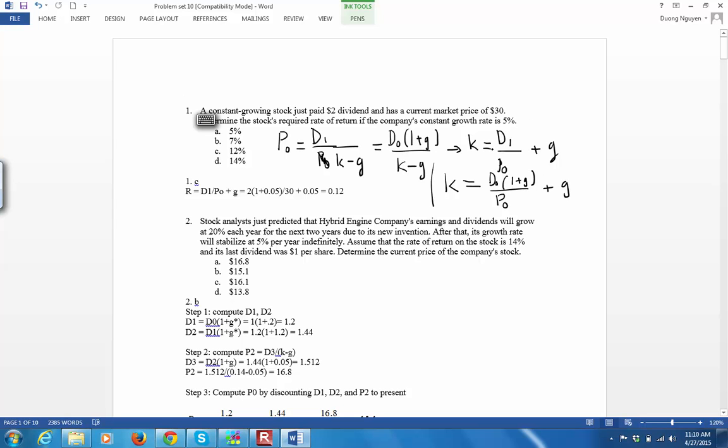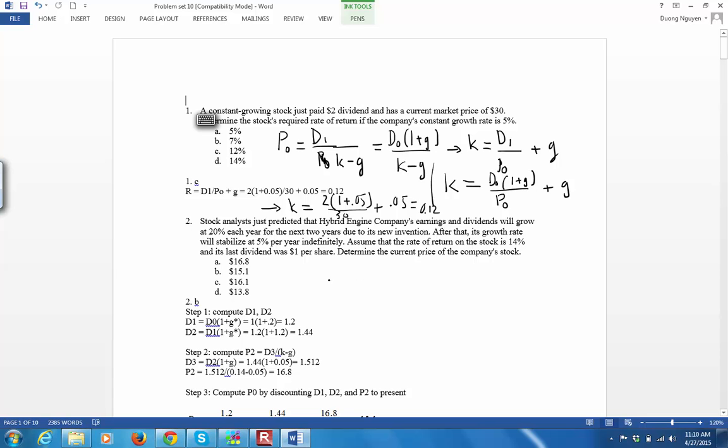So you put in the formula here, and you will see k equals D0, which is when the company just paid the $2 dividend. So 2 times 1 plus growth, which is 1 plus 0.05, over P0, which is $30, plus the growth, which is 0.05, and that equals 0.12, or 12%. So the required return is 12%.